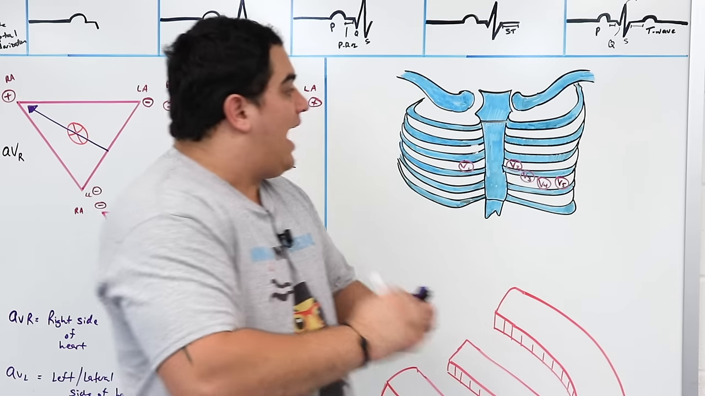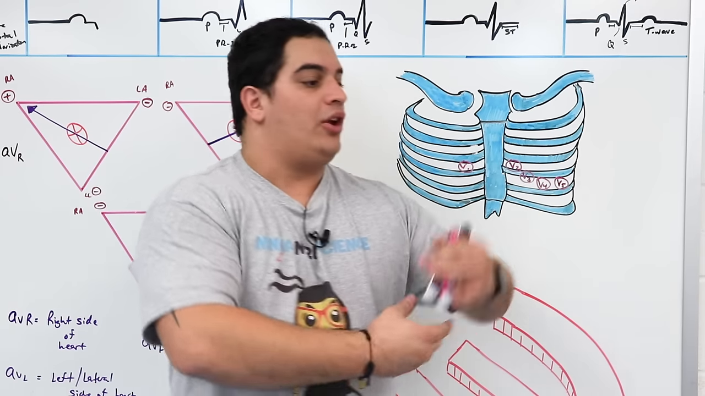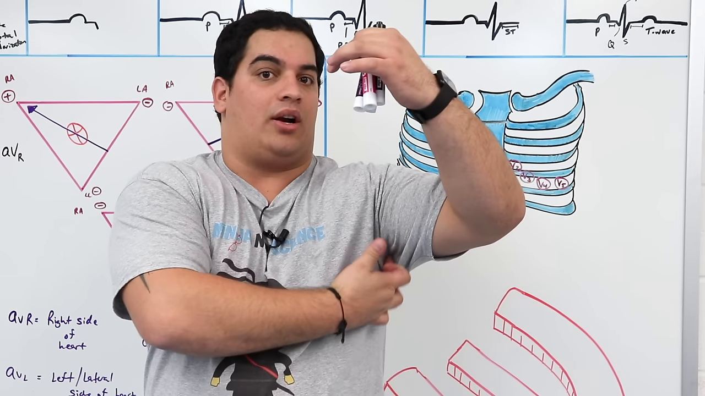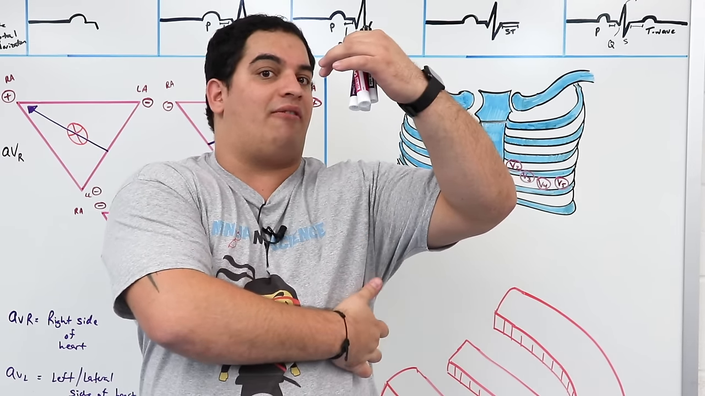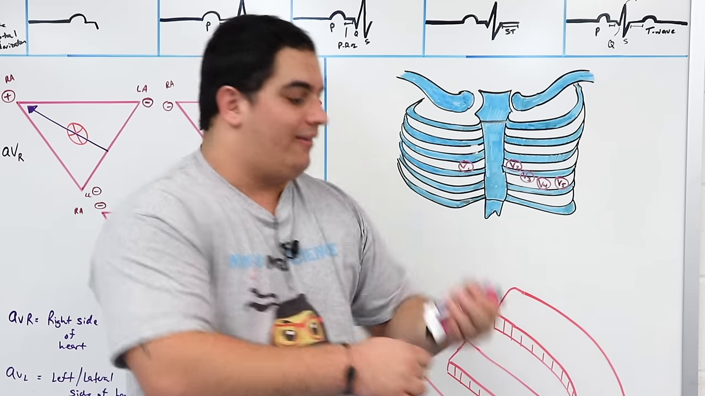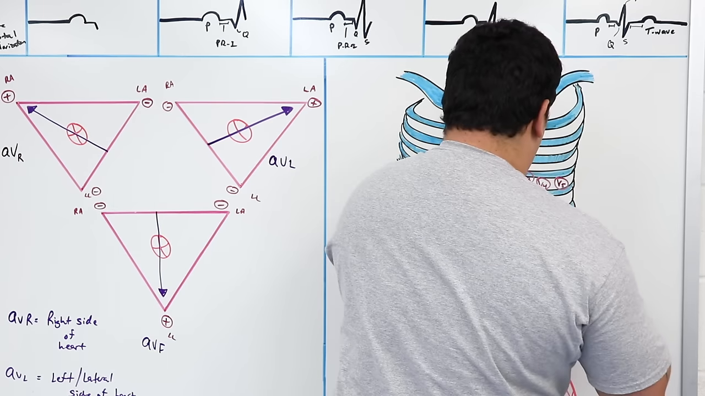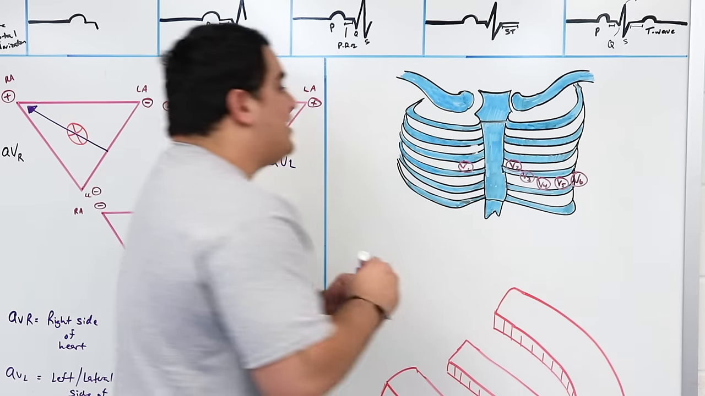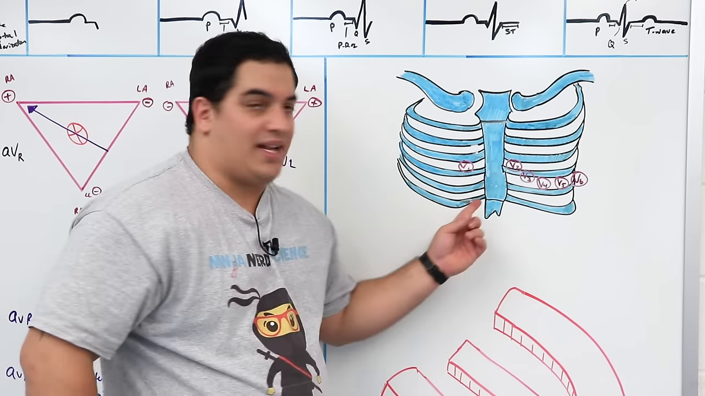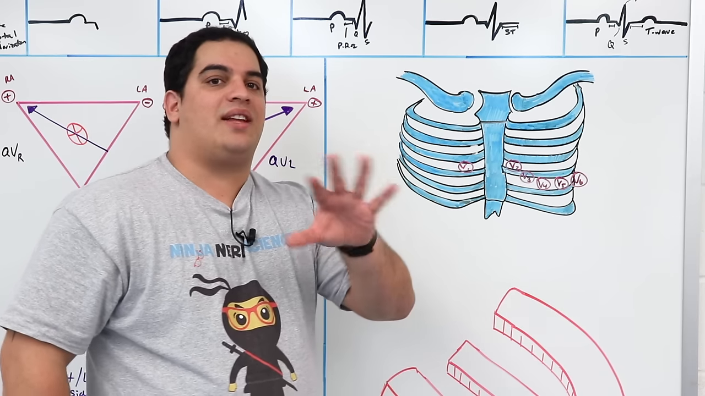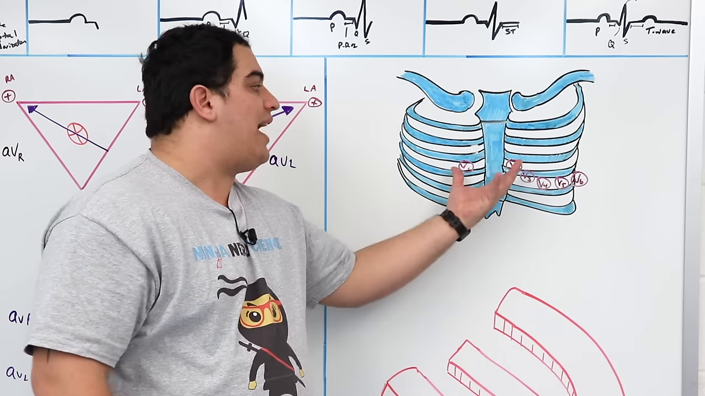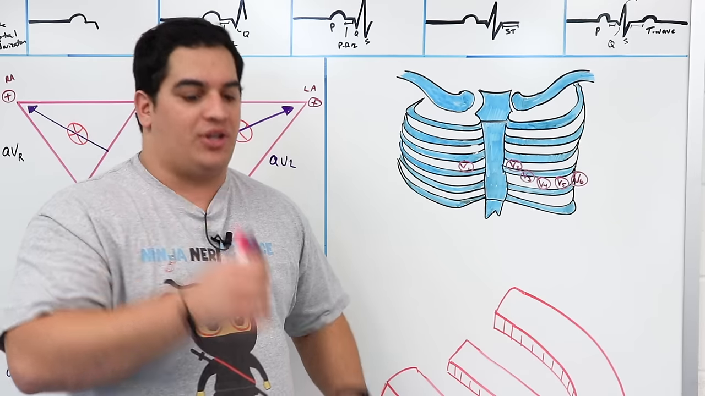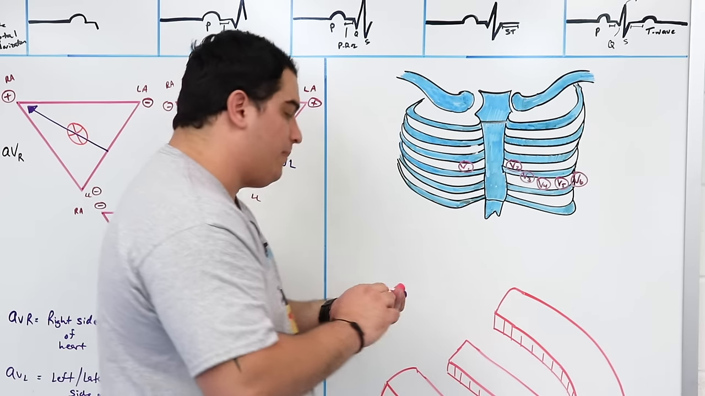Then after the anterior axillary line, you're going to go to the mid-axillary line. That mid-axillary line, fifth intercostal space, is going to be V6. So let's put that one a little bit over here. This is going to be the placement of the chest leads. Now, this doesn't do justice to how these are actually looking at the heart. But here's one thing I want you to understand. This is really, really pretty cool.